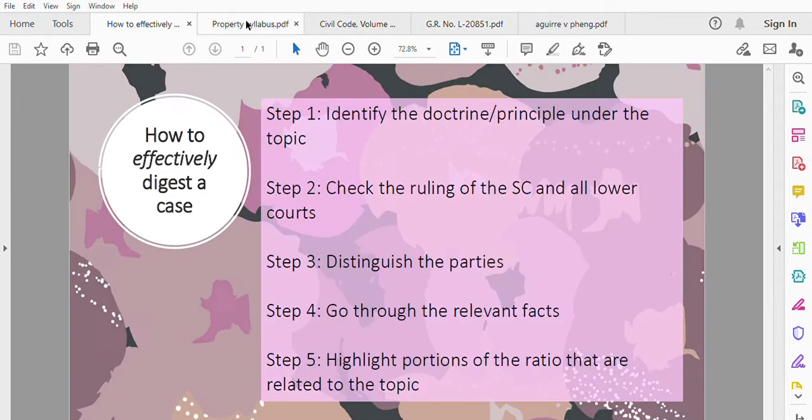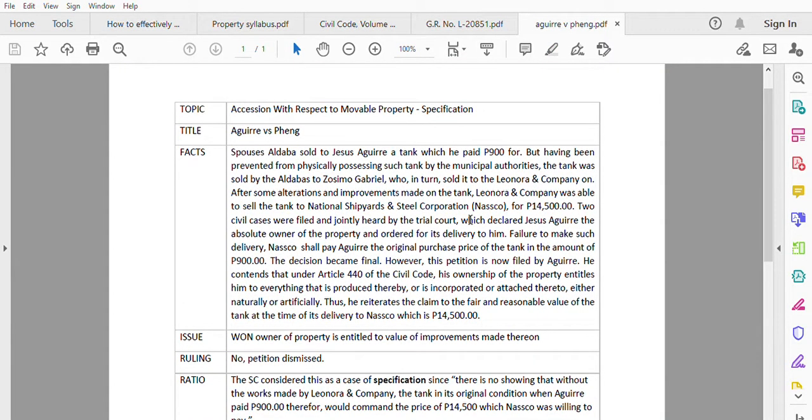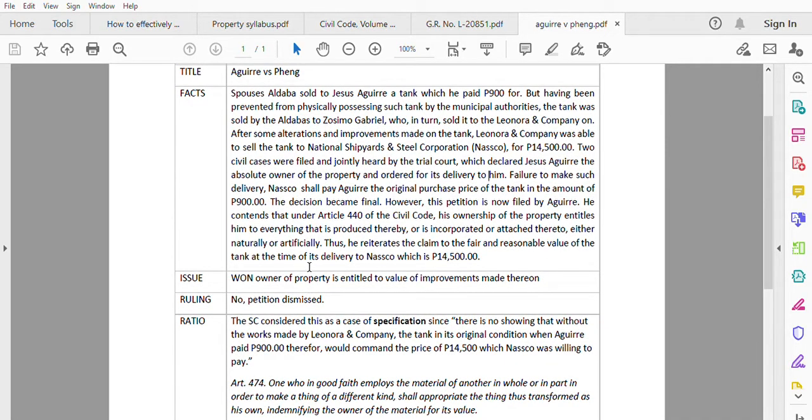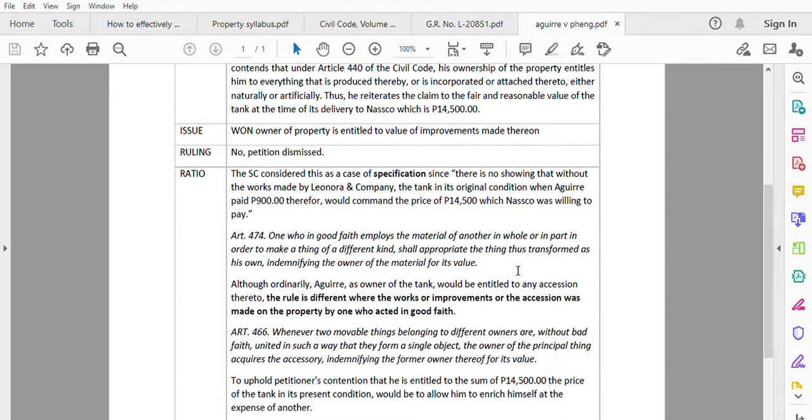So after having done that, we can now plot our digest. Here, I created this digest, putting the topic, the title, the facts, which is already summarized and couched in terms that are understandable to the reader, assuming they have not read the case. So this is already in narrative form, because in some cases, the ponente is too creative in writing the case, so it's difficult to understand, and since we've already summarized it, it's like storytelling. And then here we have the issue and the ruling and the ratio.